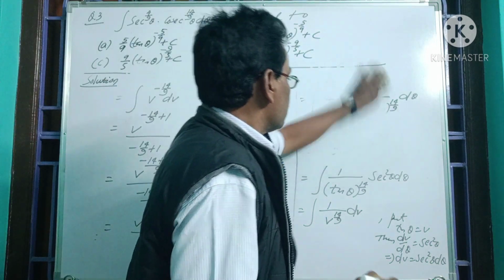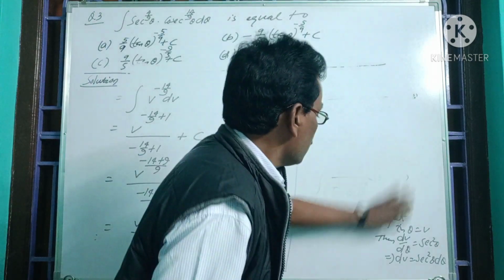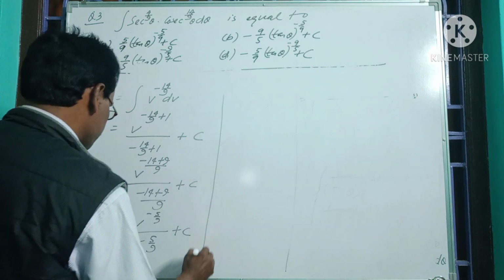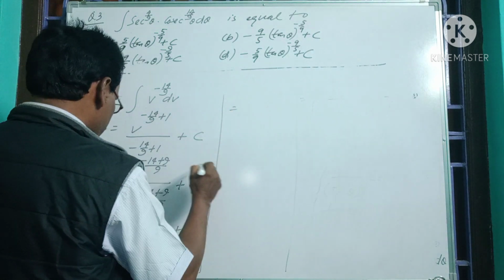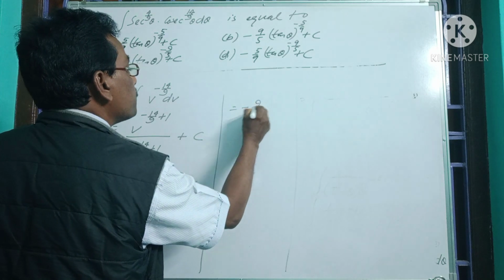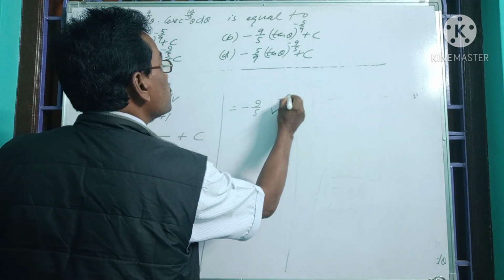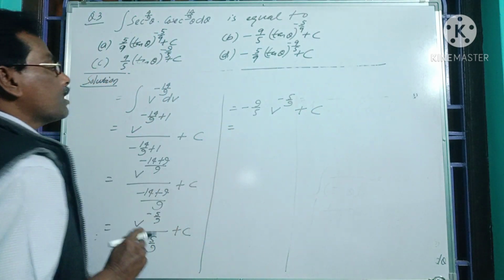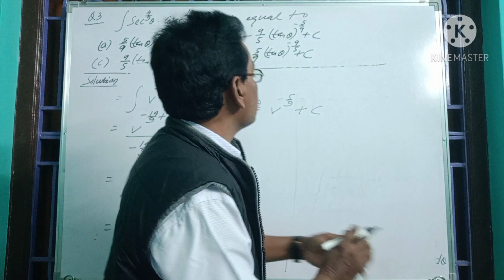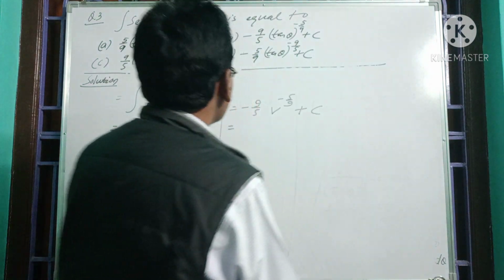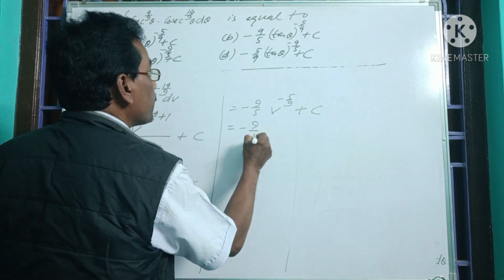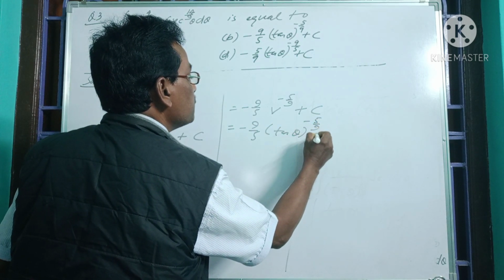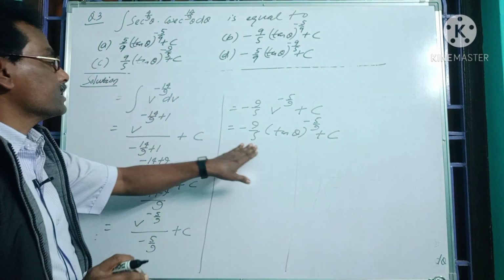So after integration and simplifying, we have minus 9 by 5 into v to the power minus 5 by 9 plus c, as constant of integration. So after integration, now let us replace v as tan theta. So replacing tan theta in place of v, we have minus 9 by 5 into tan theta to the power minus 5 by 9 plus c, where c is the final constant of integration.